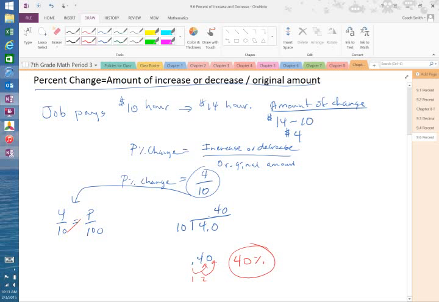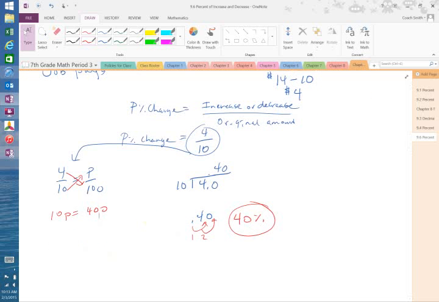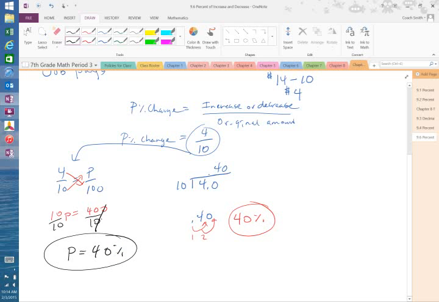Over here we would just cross multiply. You'd have 10p equal 400. And then you divide by 10 on both sides. Zeros cancel, giving me p is equal to 40%. You're going to use that formula: percent change is equal to amount of change over the original amount. So that's a 40% increase.